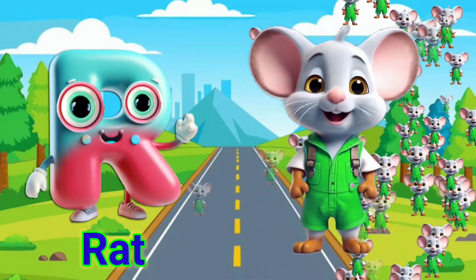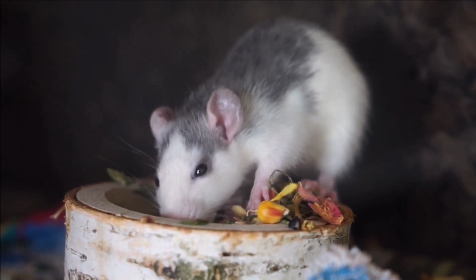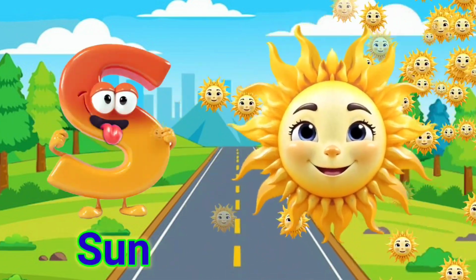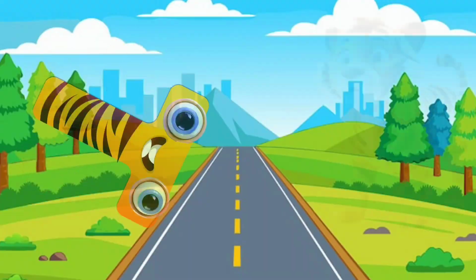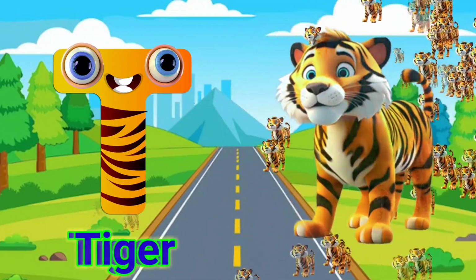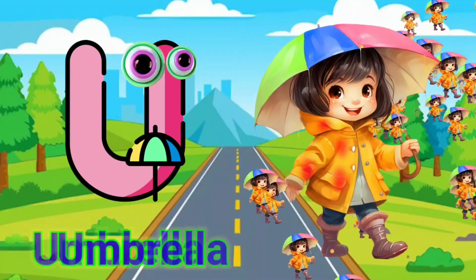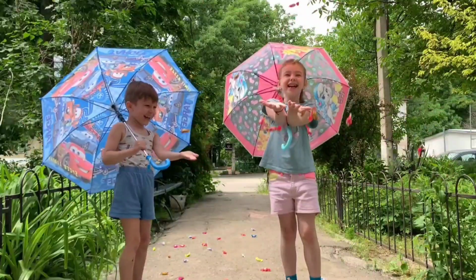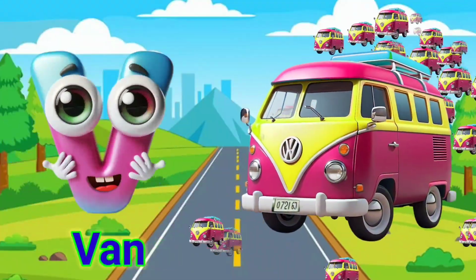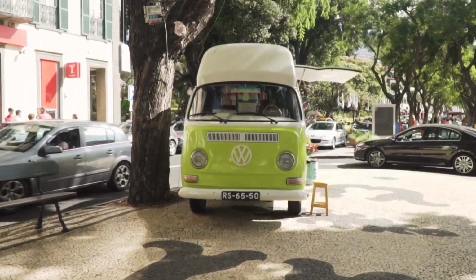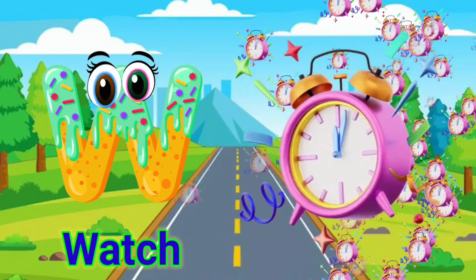R for rat. S for sun. T for tiger. U for umbrella. V for van. W for watch.